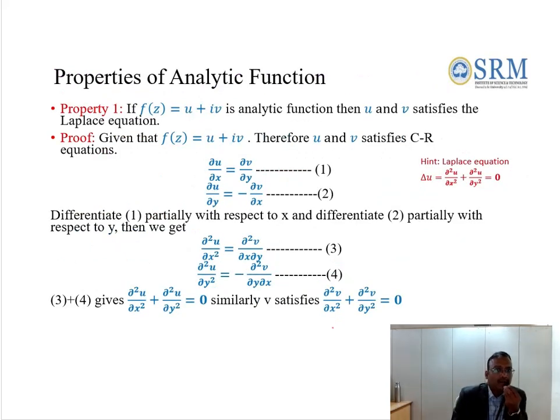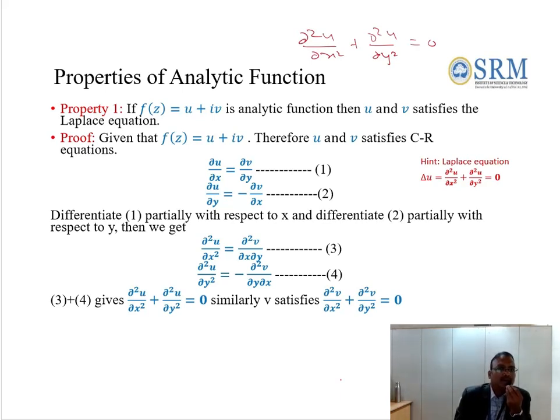Next we'll see some properties of analytic functions. The first property is: if f of z equal to u plus iv is an analytic function, then u and v satisfy the Laplace equation. What is the Laplace equation? It is a second order partial differential equation, that is, dou square u by dou x square plus dou square u by dou y square equal to 0. This is called the Laplace equation. That means the functions u and v satisfy this second order partial differential equation.